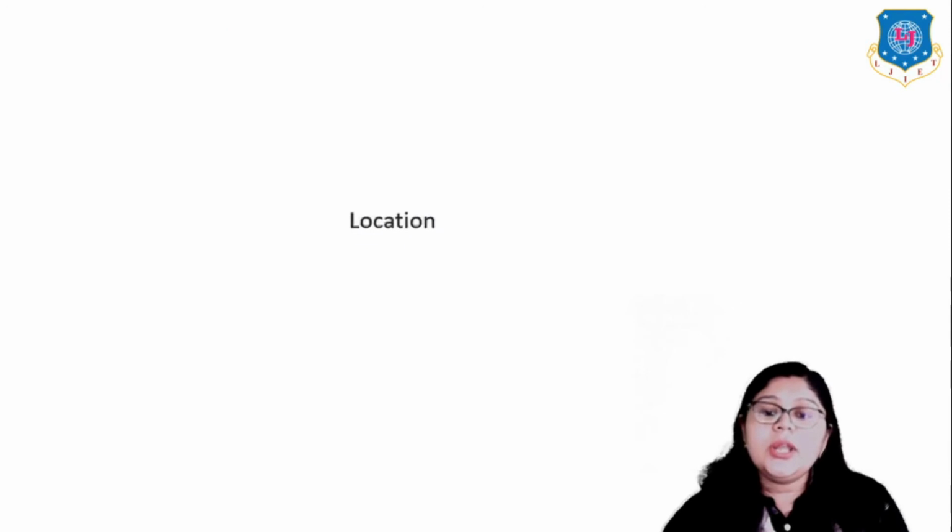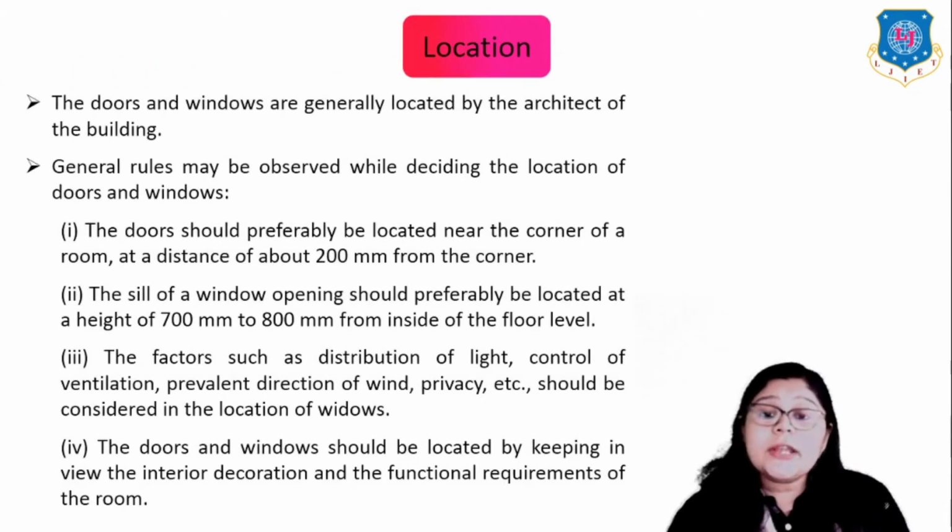Now let us move to the location. The doors and windows are generally located by the architect of the building. There are some general rules which are observed while deciding the location of the doors and windows, where the first rule says the door should preferably be located near the corner of the room at a distance of about 200 mm from the corner.